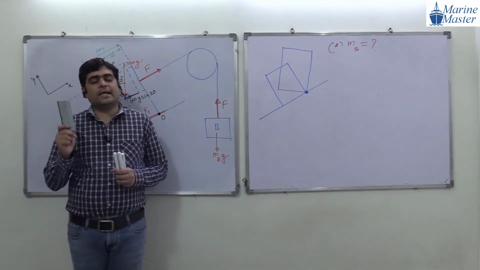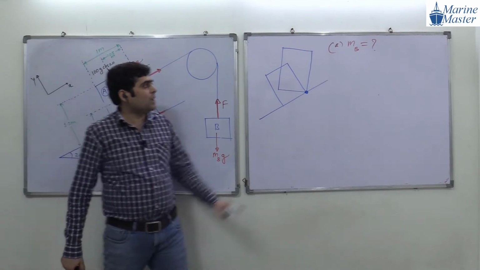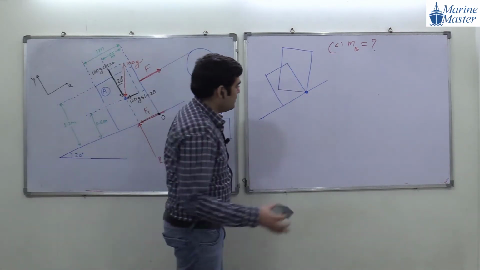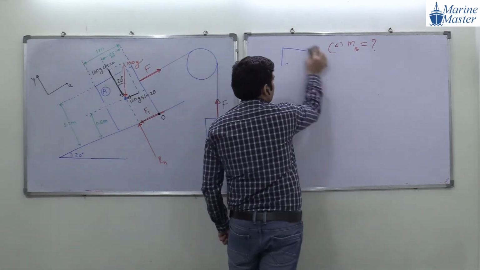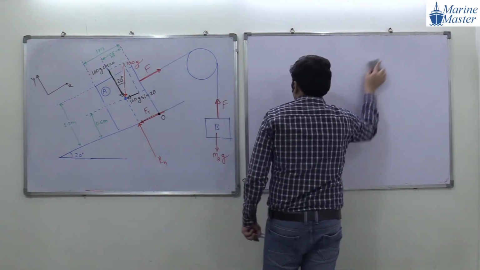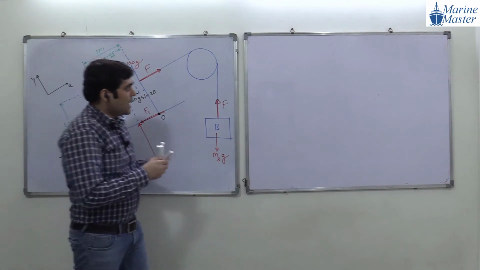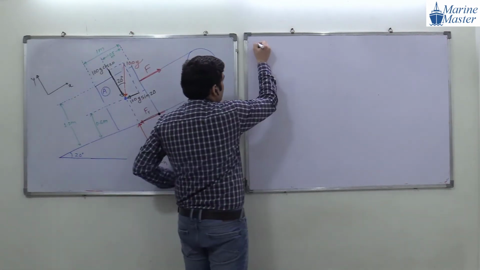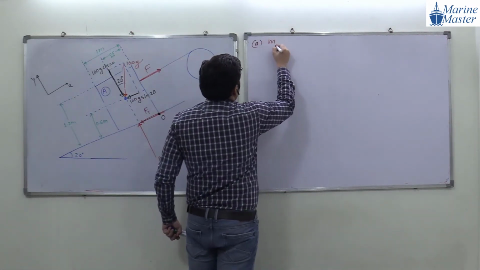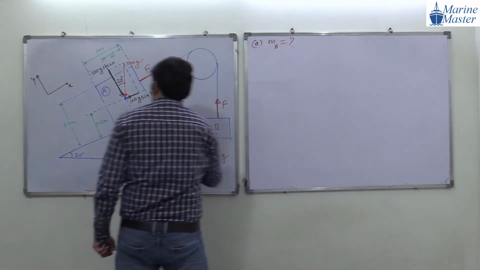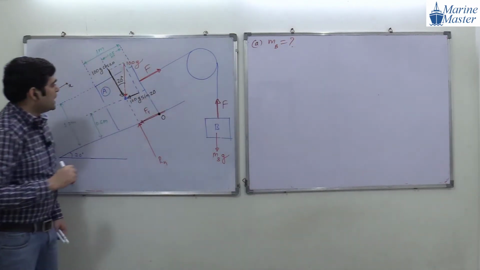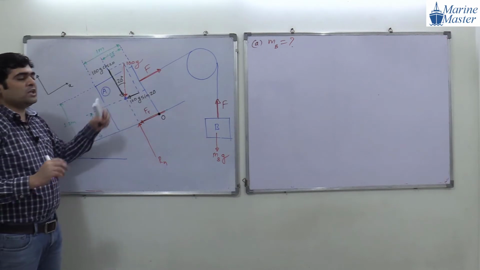Now guys, what is our target in A part? We have to find out the mass of B. How to find out the mass of B? This is our target: we have to find out the mass of B for just overturning of block A.